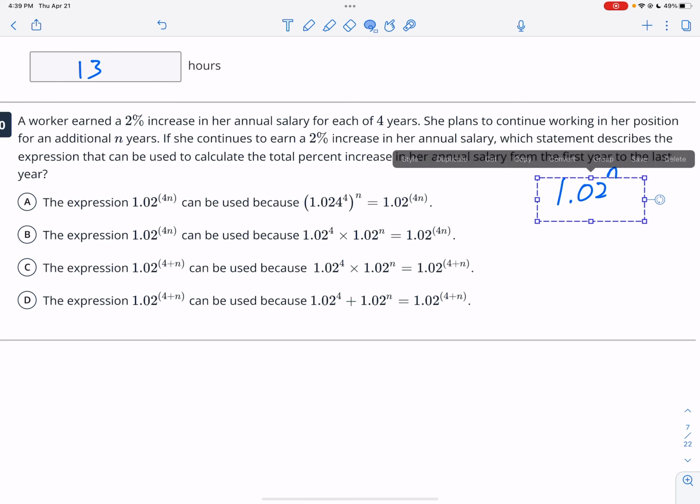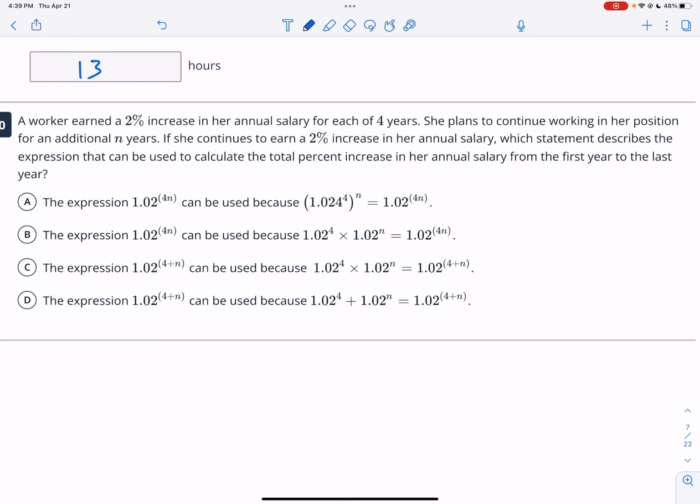And what's interesting about this is that at first we have the 1.02, and she got it for 4 years. She got that 2% increase in her annual salary for 4 years. You might be wondering where this number is coming from, and that is what's happening. It's because it's exponential. It keeps increasing exponentially. Now, we've got that part, so we can discount this right here, okay?